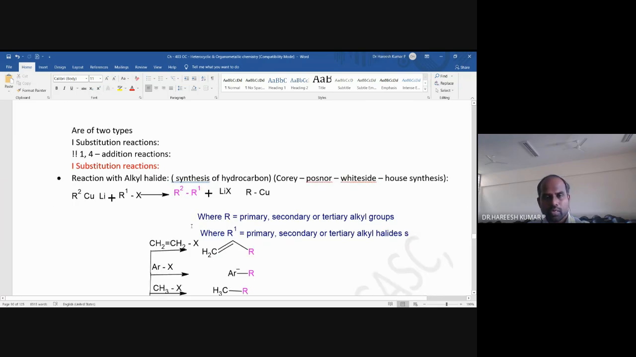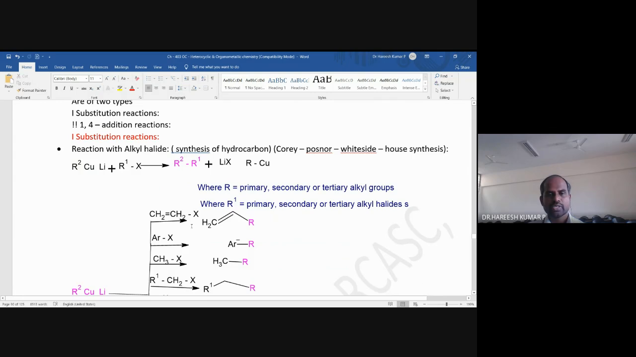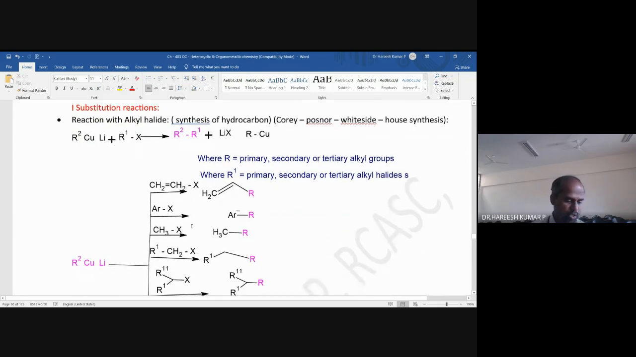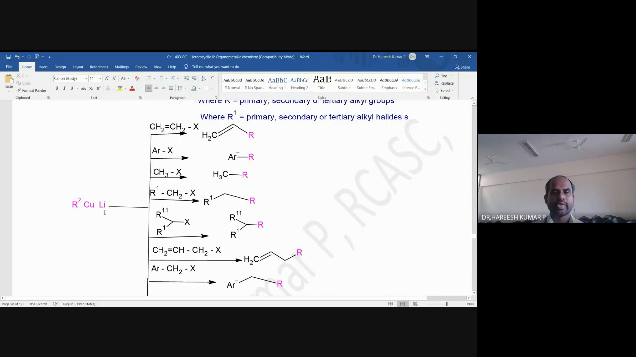Okay, so let's go to the next one. Let's look into what types of substitution reactions are possible with the organocopper. Look here, this is the reagent I am taking. The name of this reagent is lithium dialkyl cuprate. It is treated with a substrate. What is the substrate here? X is a halide, and this halide is attached to a carbon-carbon double bond. The carbon-carbon double bond is also called a vinyl group. Okay, so vinyl group.